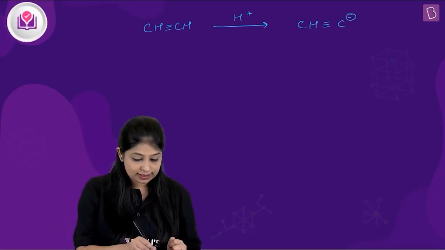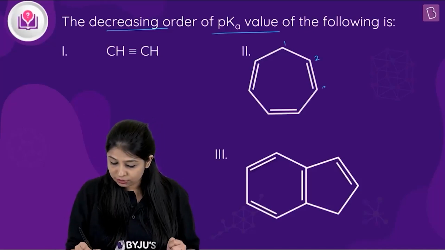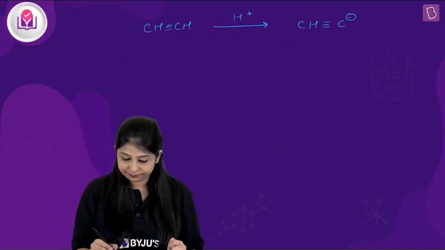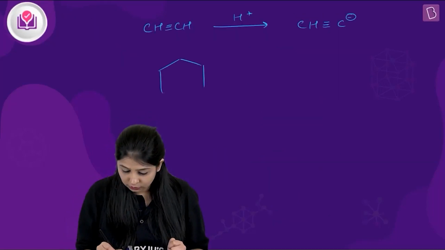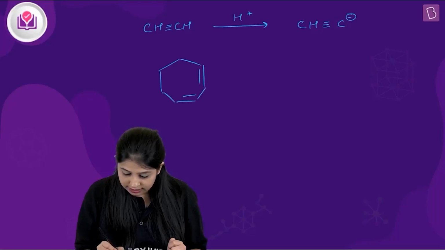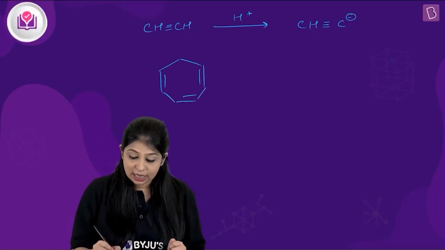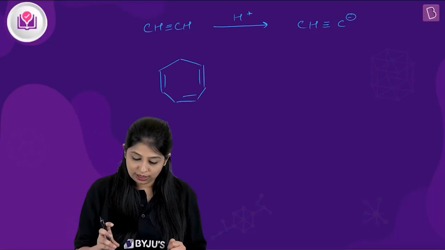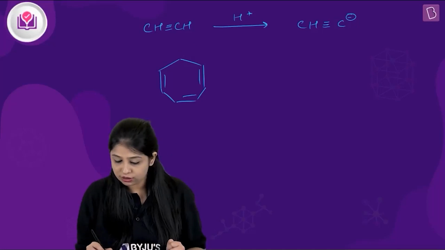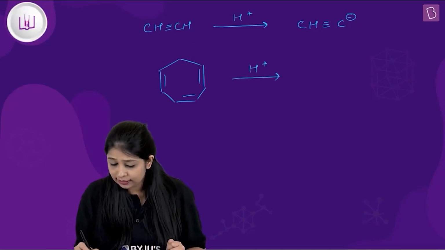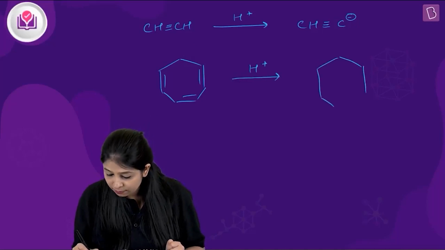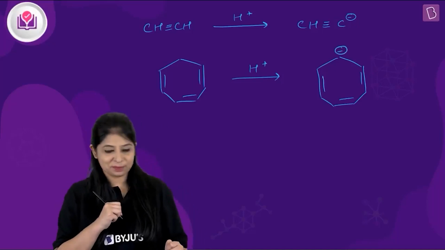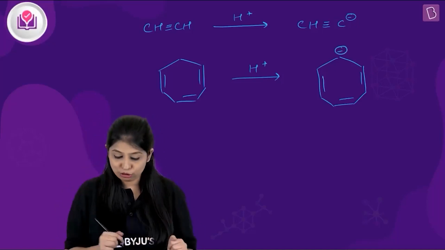Now, what is the second compound? Well, we have 1, 2, 3, 4, 5, 6, 7 carbon atoms in the ring. Let's see what would be the conjugate base of this compound. It has two acidic hydrogens, which are equivalent in nature. So we'll abstract one of these acidic hydrogens and we will get the conjugate base, with a negative sign on this carbon atom. This is the conjugate base of compound 2.